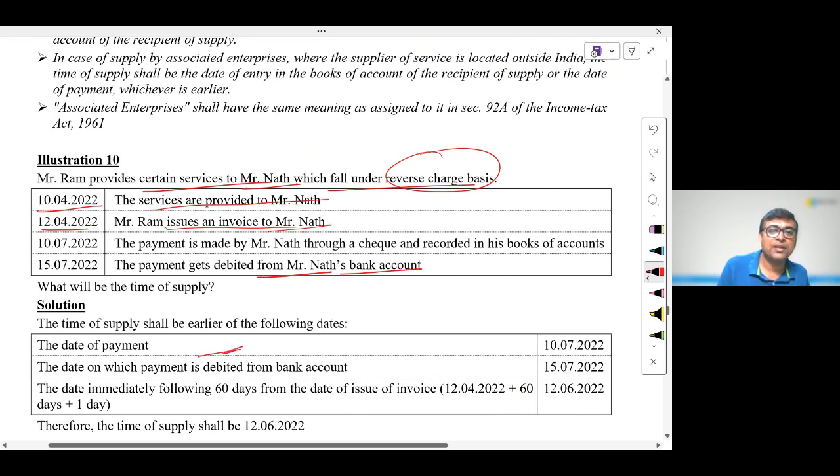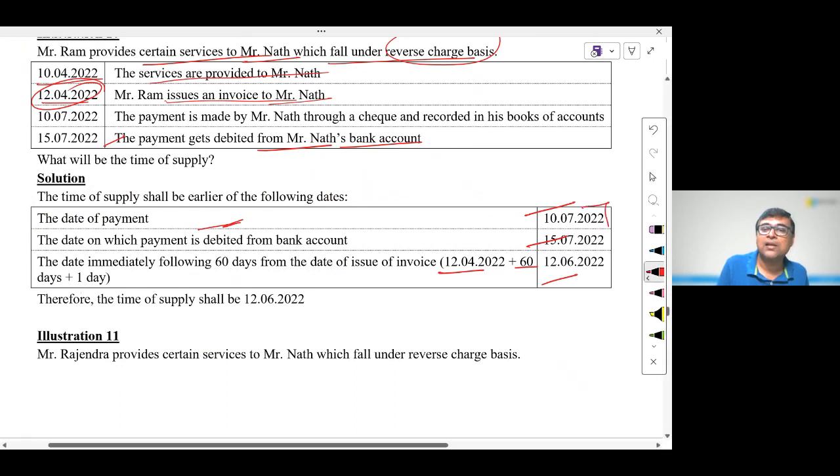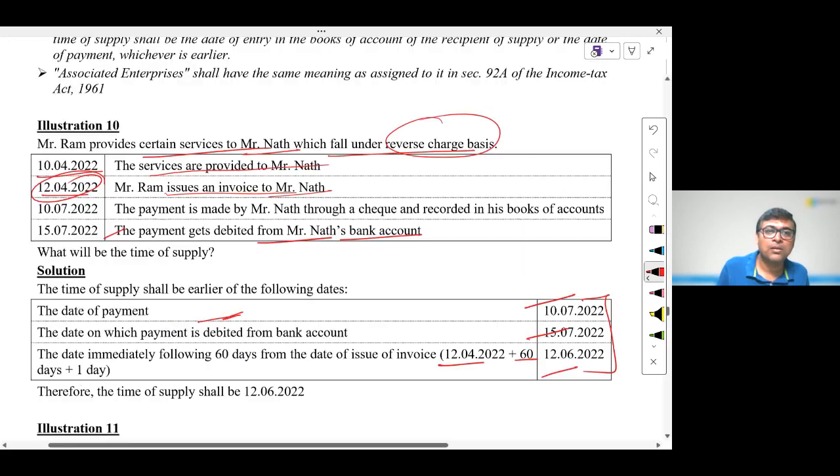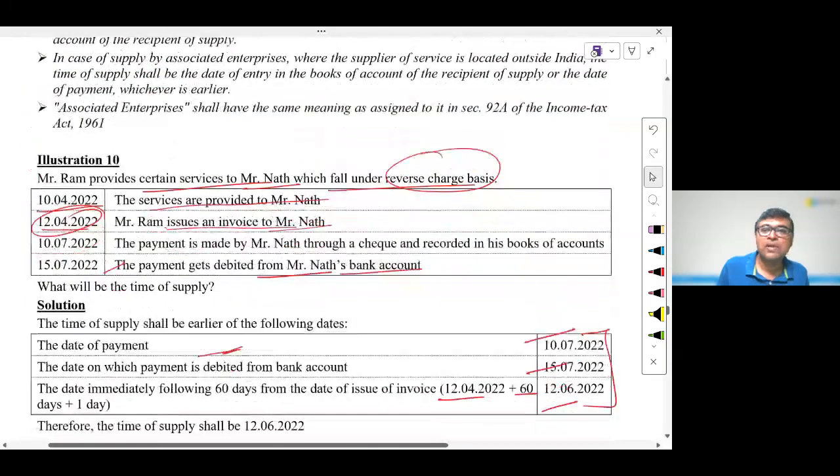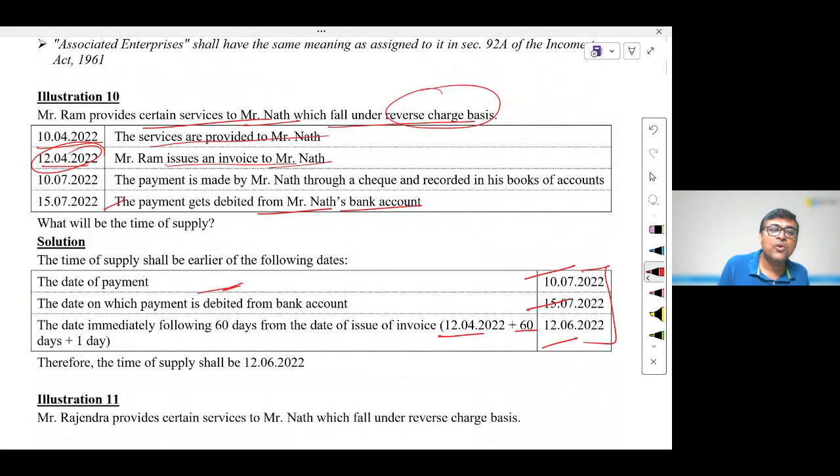The date of payment would be 10th July. The date when the payment was debited in the bank account, that is 15th July, and the 61st day from the date of issuance of invoice, that is 12th April plus 61 days. 12th April plus 61 days comes to 12th June 2022, whichever is earlier. So the due date would be 12th of June 2022.